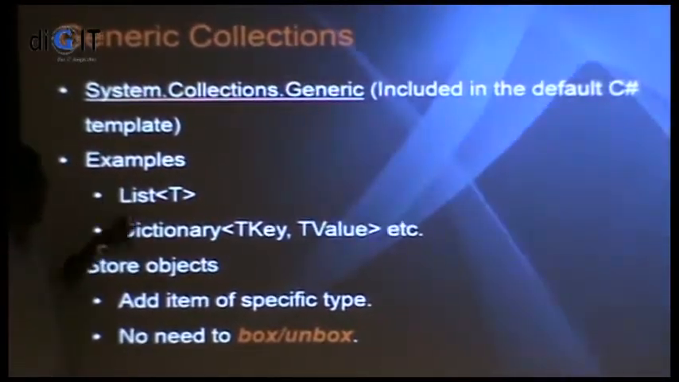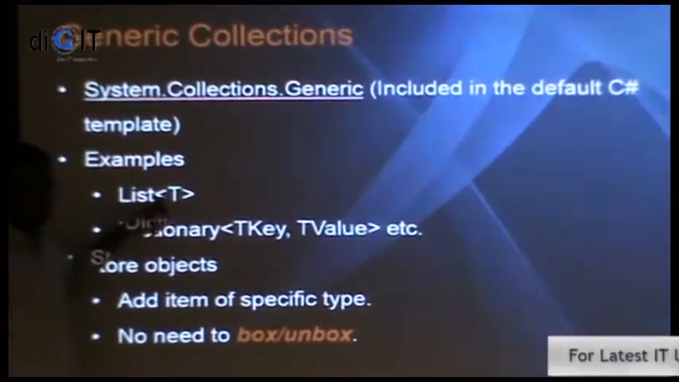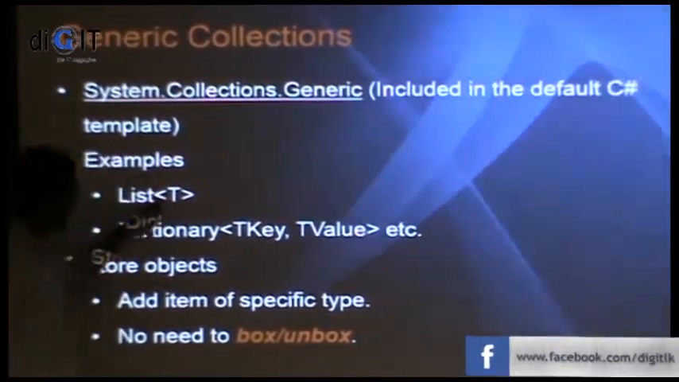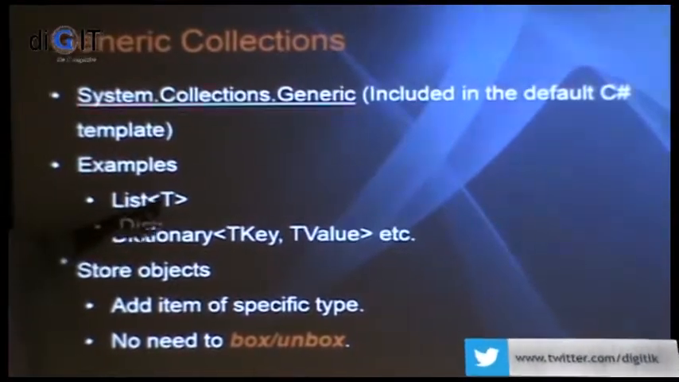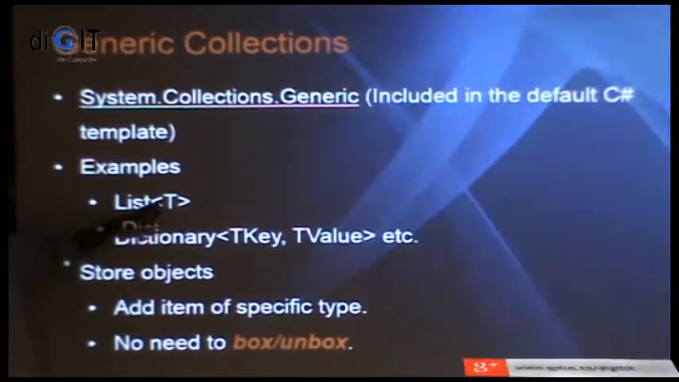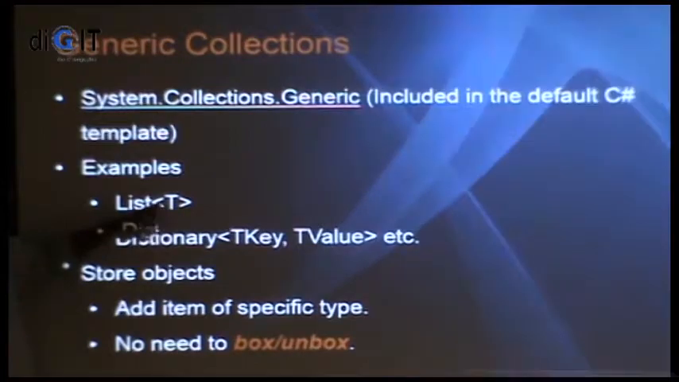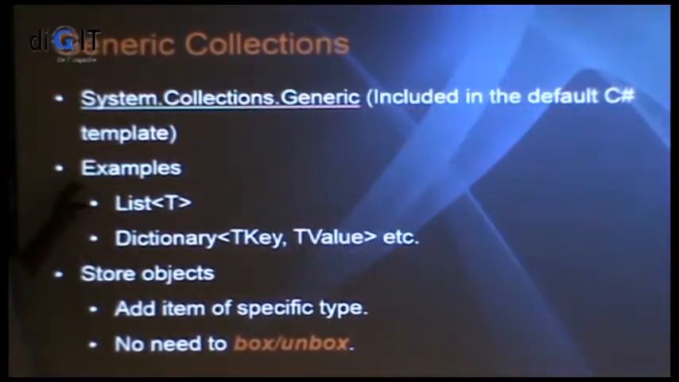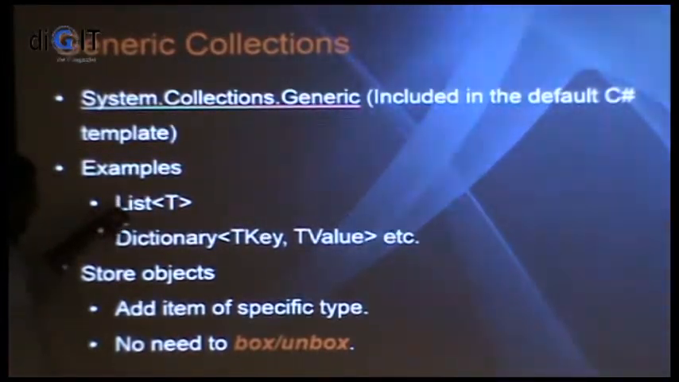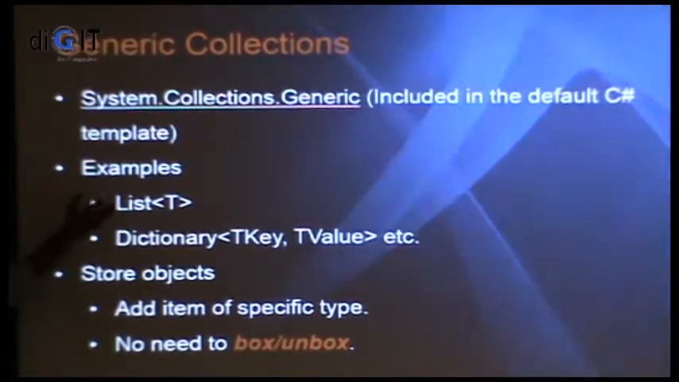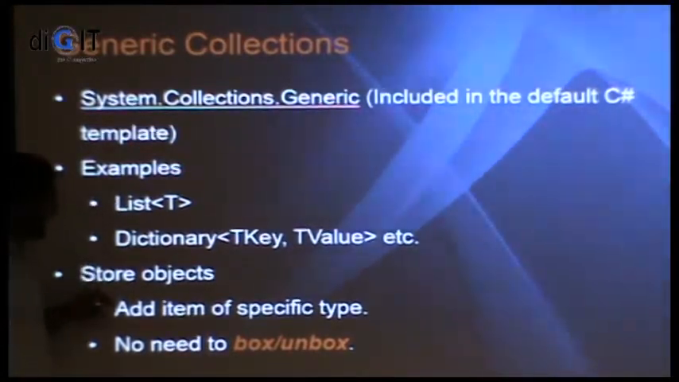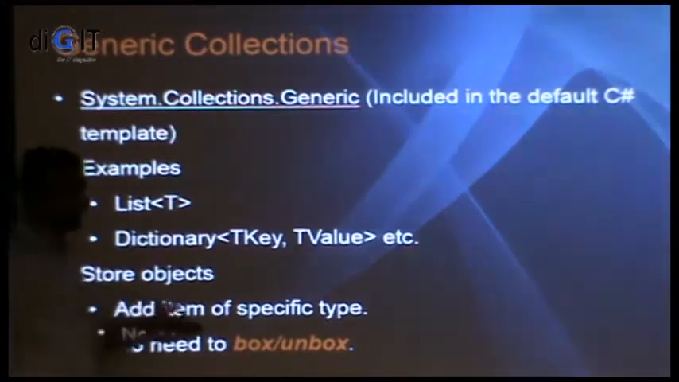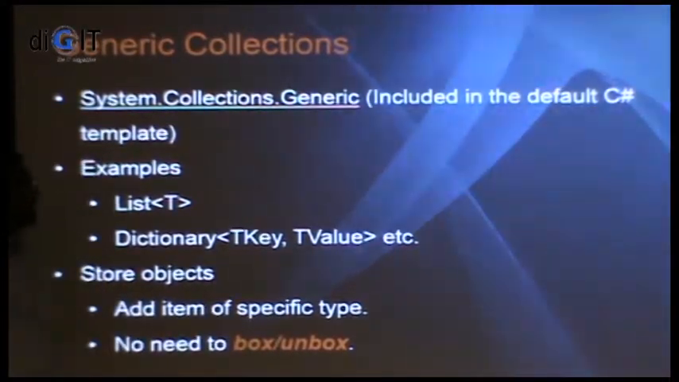So when I'm creating a list of type T, I'll have to mention what this T is. Is it an int? Is it a string, or is it an employee type? Since I am mentioning my list will accept only a specific type, I can add items of that particular type, and then there is no need to box or unbox, right? Okay.